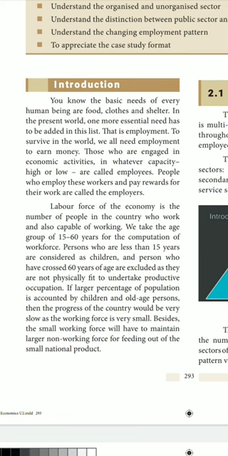For the people that are working, the number will be less. Persons who are less than 15 years are considered children, and persons who have crossed 60 years of age are excluded as they are not physically fit to undertake productive occupation. So if a larger percentage of the population is accounted for by children and old-age persons, then the progress of the country would be very slow as the working force is very small.